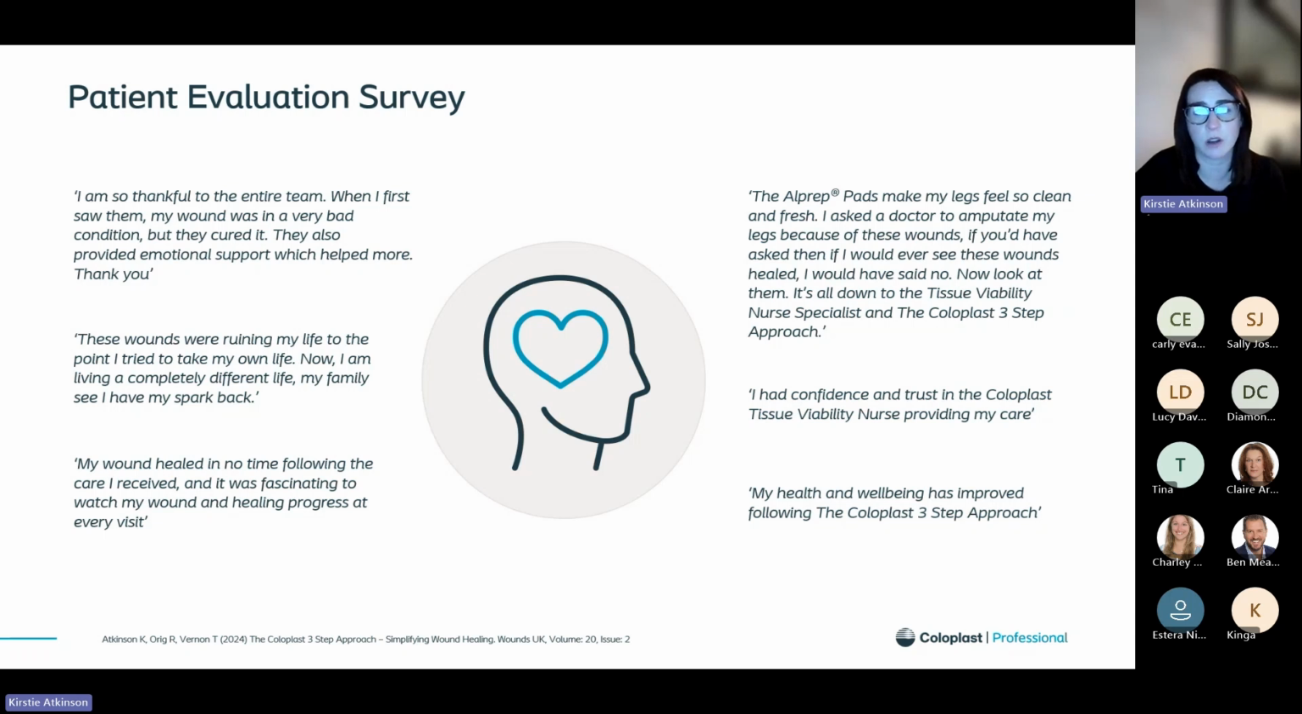She did actually ask for legs to be amputated because of the wounds. So huge impacts in quality of life that we've seen. We've had patients ruining their life, wanting to take their own life, and they've got their spark back. So if anything, yes, okay, we're seeing accelerated healing results, we're seeing AMS, and we're seeing no antibiotic usage by following it, but we're getting massive results from patients to say that they've seen the benefit in their quality of life.